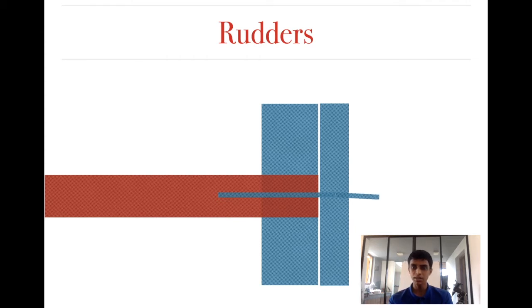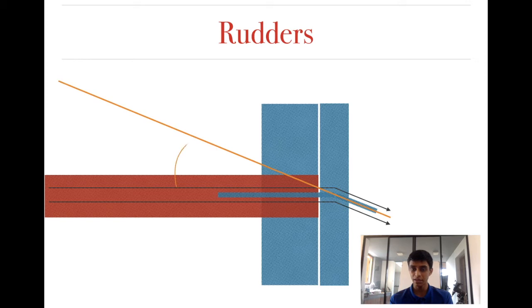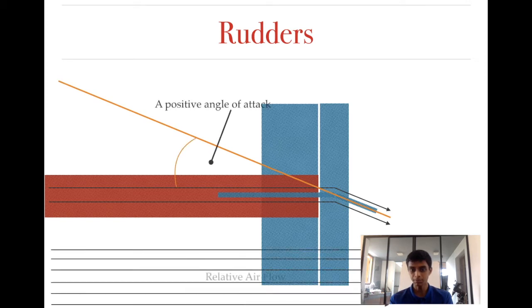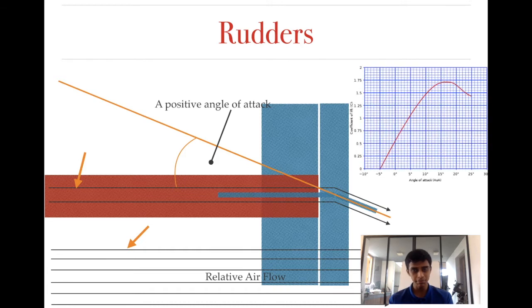So this is what happens when the rudder is moved like that. The airflow will be diverted. Because of this, there will be a positive angle of attack with the relative airflow, right? And because of this, again, it's basically the same principle. There will be higher lift acting on the rudder, and this will cause the rudder to divert, in this case in the upward direction.